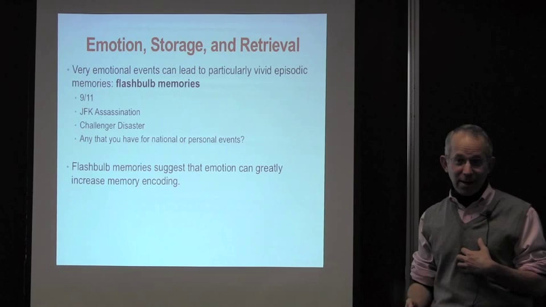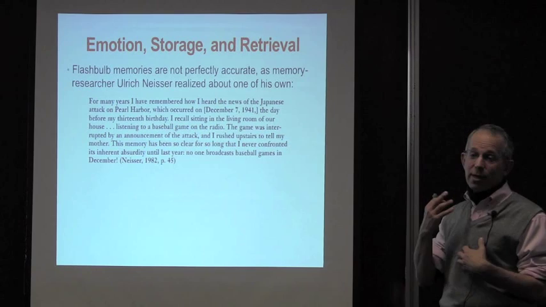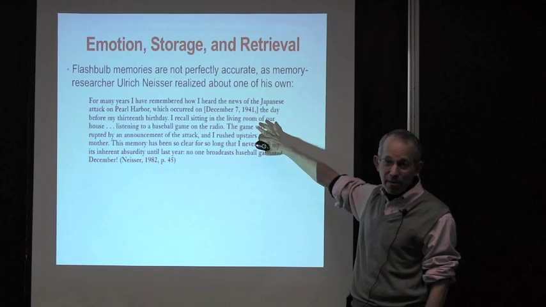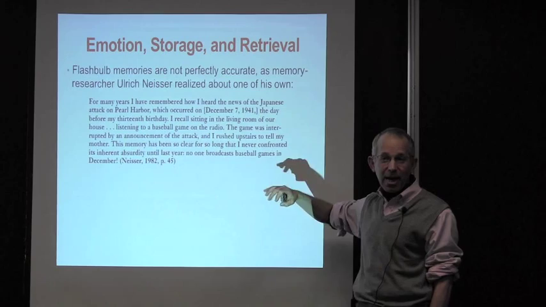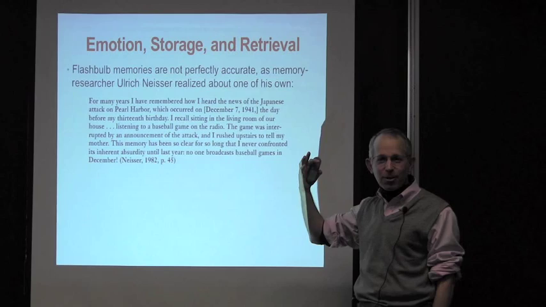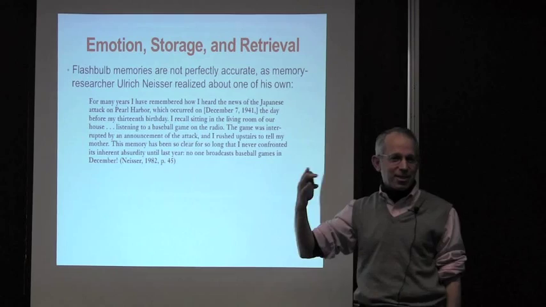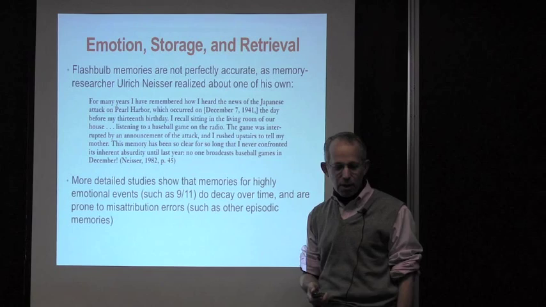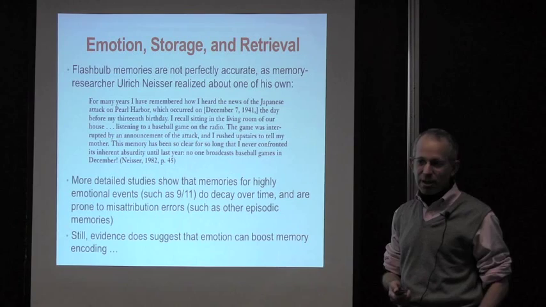So there's a famous story from Ulric Neisser, one of the founders of cognitive psychology, who talked about how for years he would lecture about his flashbulb memory of hearing the news of the Japanese attack on Pearl Harbor, which was December 7th, right before his 13th birthday. His whole memory was listening to a baseball game when the game was interrupted, and he told this story for years in his class until finally someone said, "But sir, nobody plays baseball in December." And he realized that despite 20 years of using this example in his cognitive psychology classes, it had to have been a false memory all along. And yet he'd told the story so many times that it became very real. So again, people have these attribution errors that confuse the emotional salience with the details.